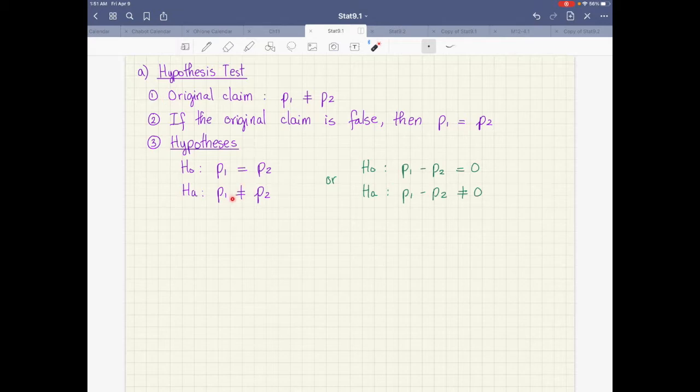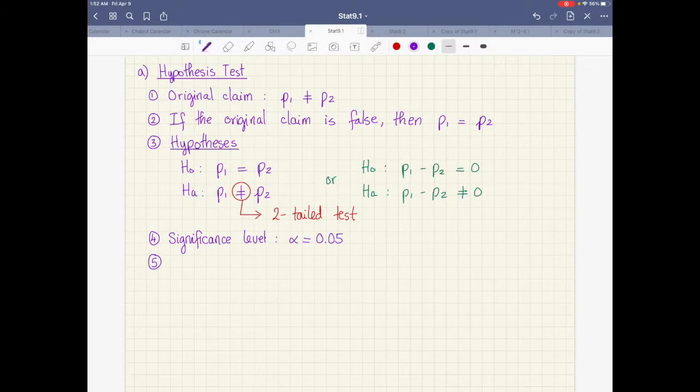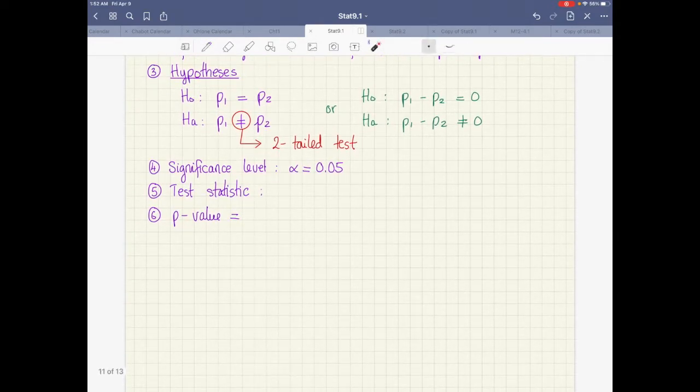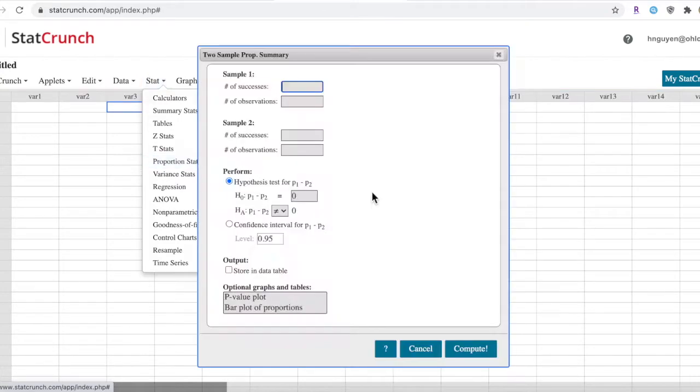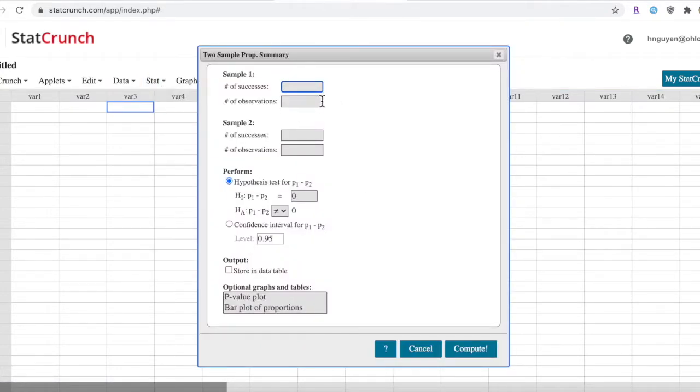My HA contains not equal to, so this is a two-tailed test. Significance level is alpha 0.05. For test statistic and p-value, I will use StatCrunch to find these two numbers. Stat, proportion stats, two sample, summary. This is where I put the information from my sample 1, and this is where I put the information from my sample 2.